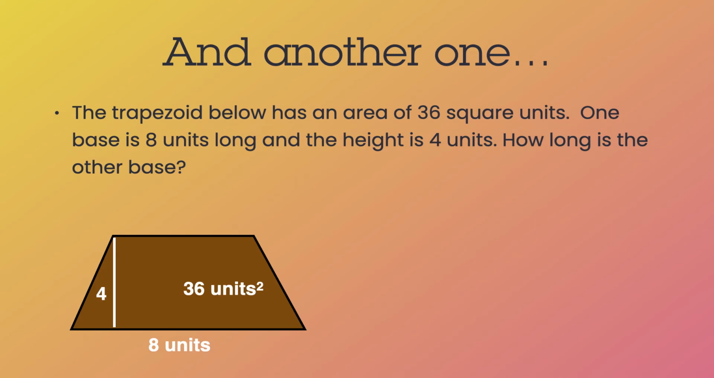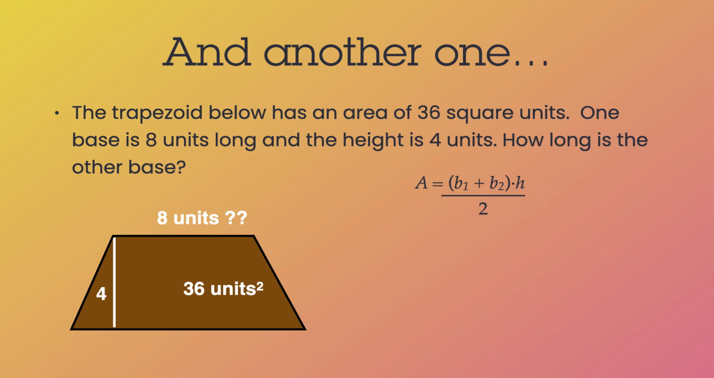But what if you're given a trapezoid and you have the height, but you're missing a base? We know the area of this trapezoid is 36 square units. We know one of the bases is 8 units long and the height is 4 units, but we need to know the other base. Now this is one of those, again, we don't know which base is the 8. We don't know if it's the top or the bottom, but again, it's not going to matter because when we add, we can add them in any order. We'll probably just call this base 1 because it's the one that we have. It's our first one that's given. We'll just call it B1.